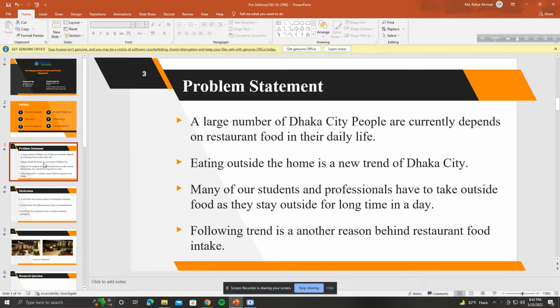Problem statement. Basically, I am influenced by some problems which are currently being faced in the restaurant industry and restaurant-going trend. A large number of Dhaka city people currently depend on restaurant food in their daily life. Eating outside the home is a new trend of Dhaka city. Many of our students and professionals have to take outside food as they stay outside for a long time in a day. Following trend is another reason behind restaurant food intake.